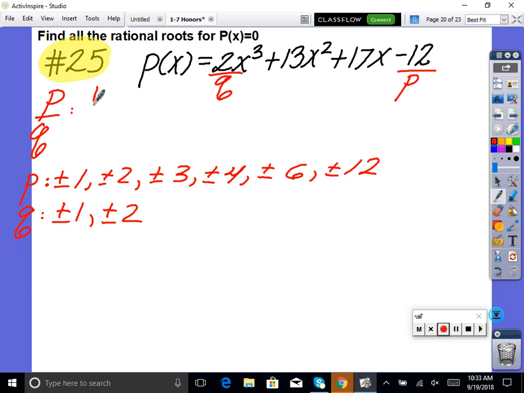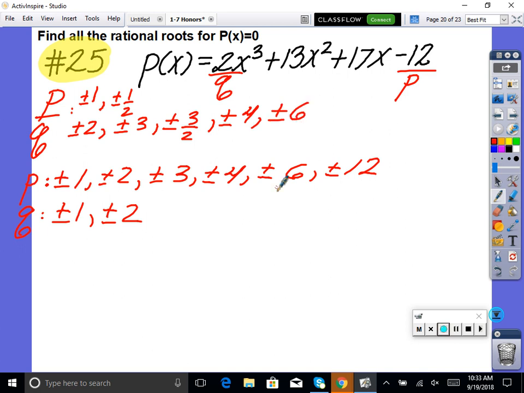So we're going to have plus or minus 1, plus or minus 1/2, right? Plus or minus 2, plus or minus 2 over 2 is 1, so we've got that listed. Plus or minus 3, plus or minus 3/2, plus or minus 4. 4 divided by 2 is 2, plus or minus 6, plus or minus 6/2 is 3, plus or minus 12, plus or minus 12 over 2 is 6. Okay, awesome. There's our possible roots.